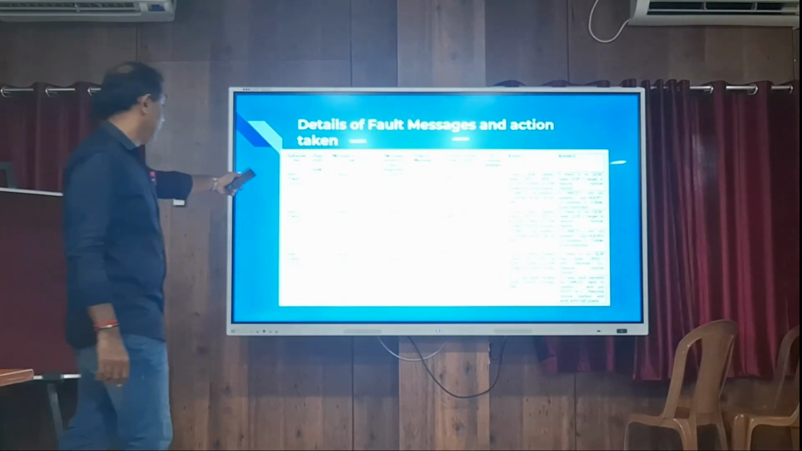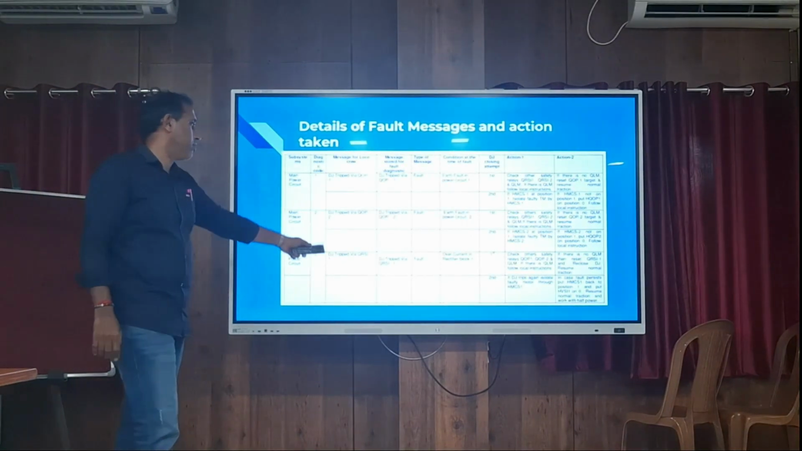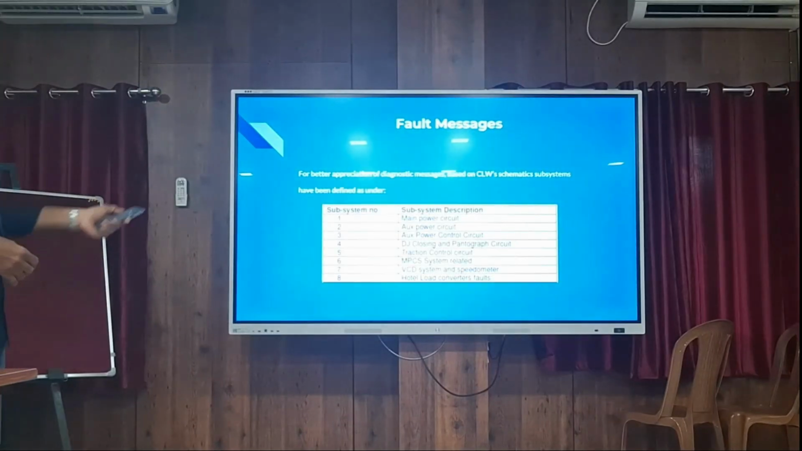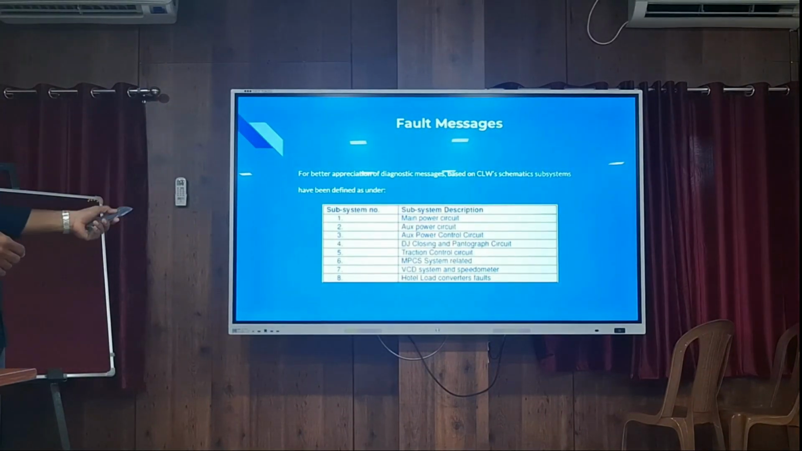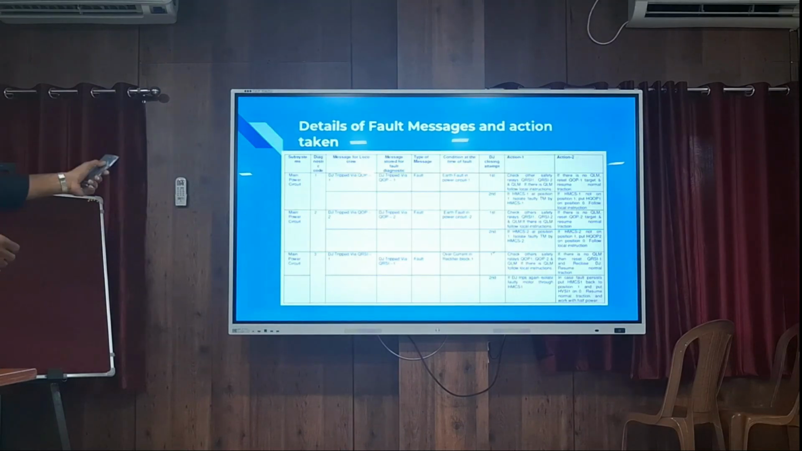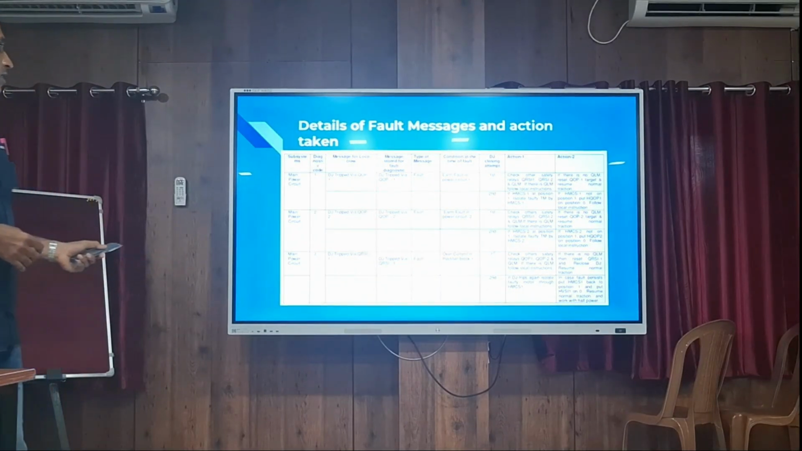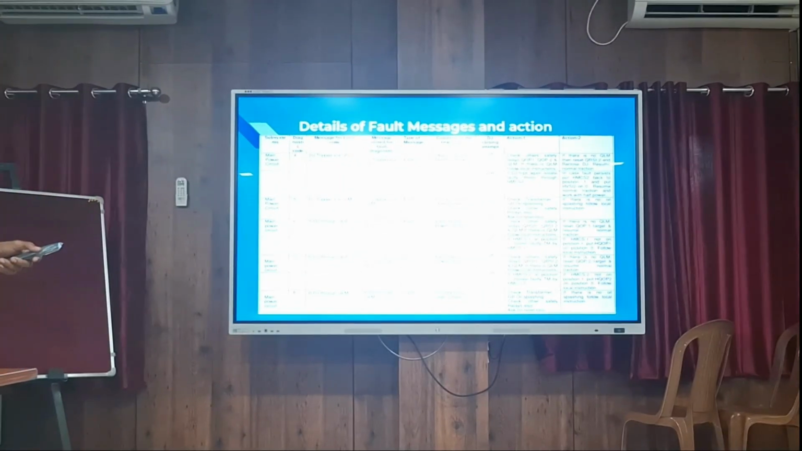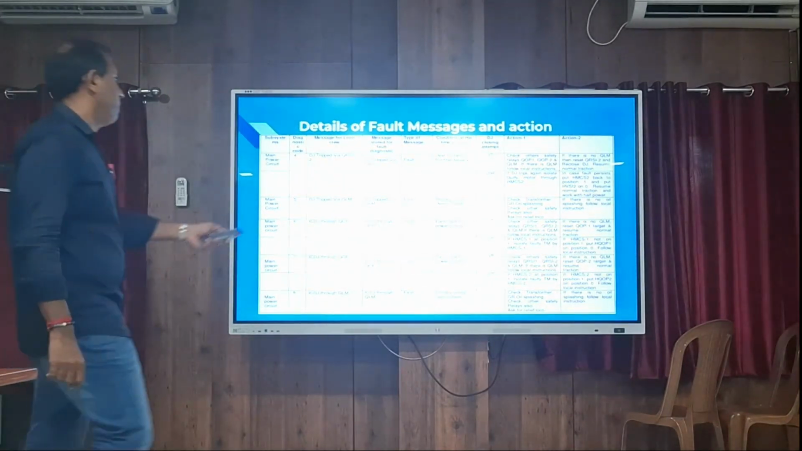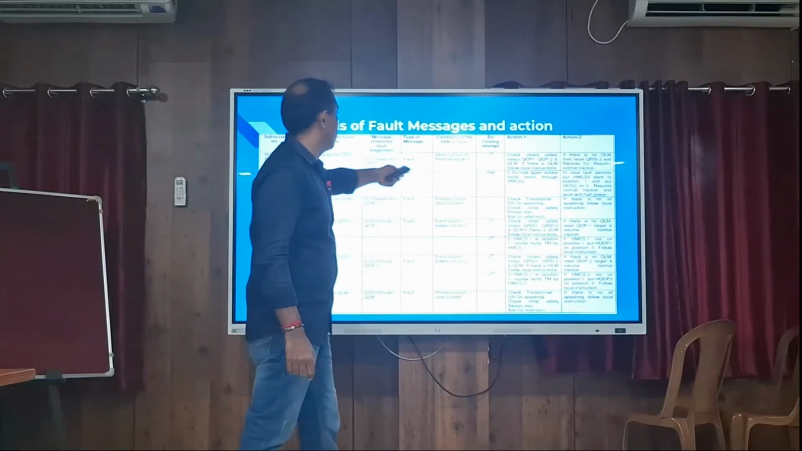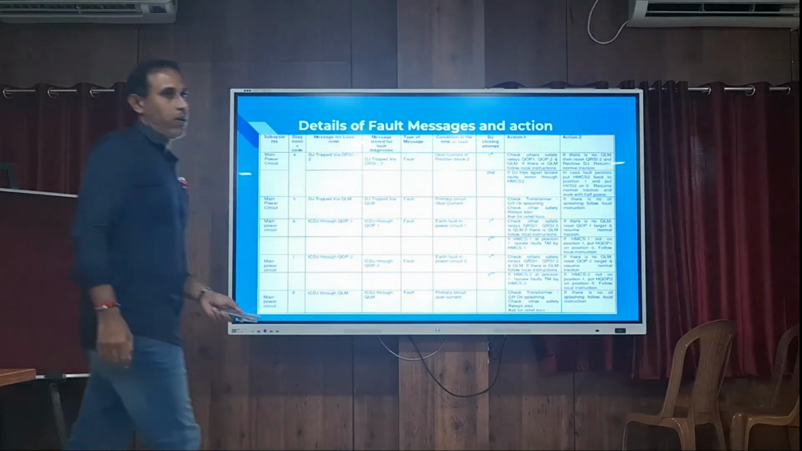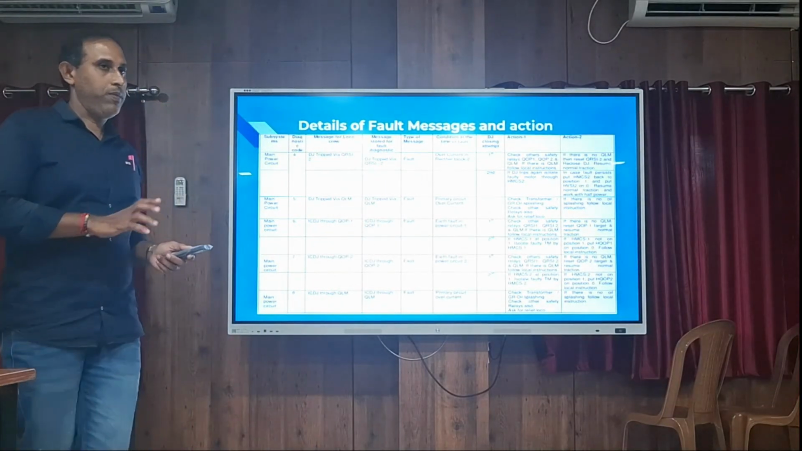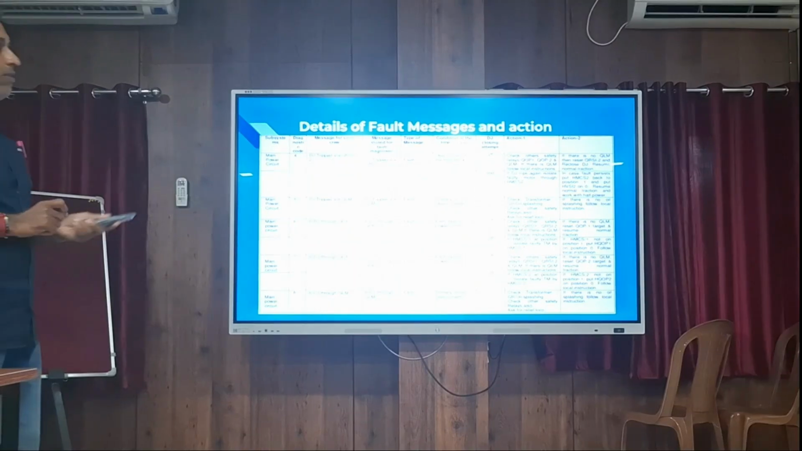Likewise, for all the power circuits, all the faults have been defined. Here they are shown: power circuit, auxiliary power circuit, all the subsystems, all the faults have been defined. For each and every fault, what he has to do, what message will come, why this message has come. We just put away QRSA. Then the reason is overcoming rectifier block. This will not be shown to the driver, but we should know. It means maintenance people should know why this message is coming.